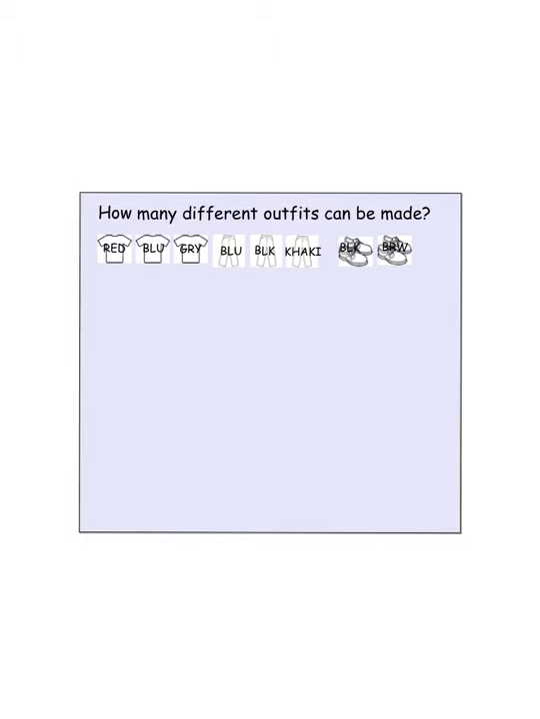So it says how many outfits can be made. I have a red, blue, and gray shirt, blue, black, and khaki pants, and then black and brown shoes. How many different outfits can we make? And I don't care if they match. If y'all have seen my wardrobe, you know I don't care about that. I just look at our three groups that we have. We have shirts. We have pants. And we have shoes.